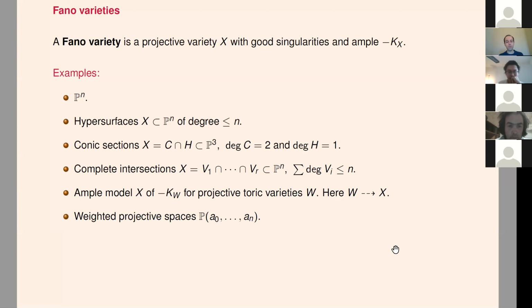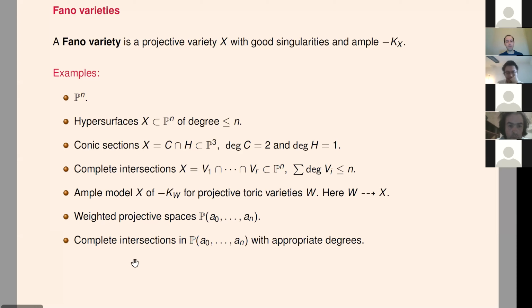Another way of producing Fano varieties is by looking at weighted projective spaces. These are defined similarly to usual projective spaces, except that you have weights associated to the coordinates. So it can be defined in a similar way by taking some kind of equivalence on A^(n+1) minus the origin. The equivalence will be given by these weights. You can also construct weighted projective spaces by taking some kind of quotient of Pn. So there are many different ways of defining them. And they happen to be Fano varieties.